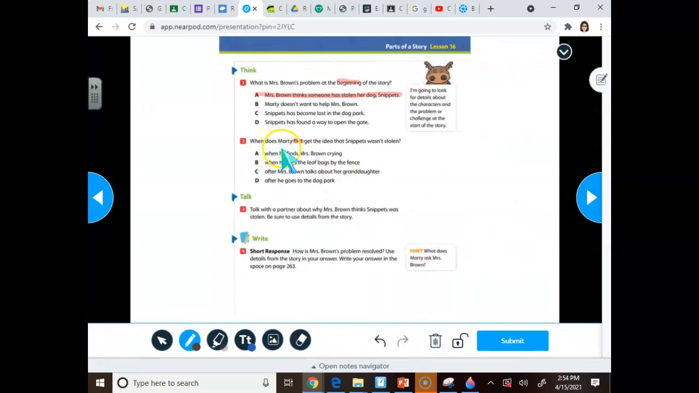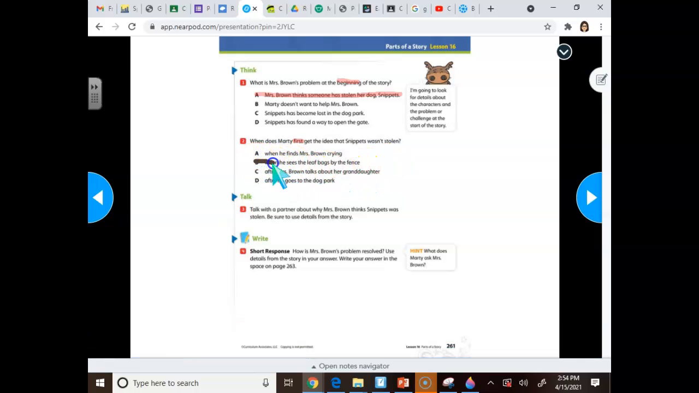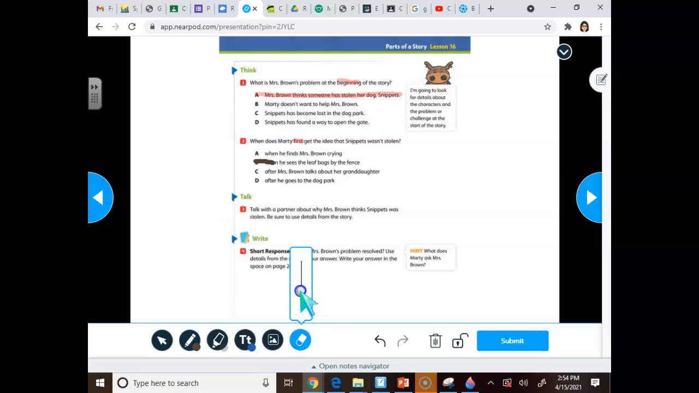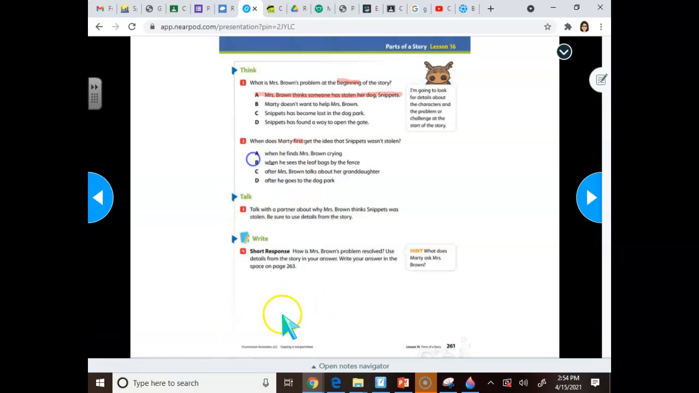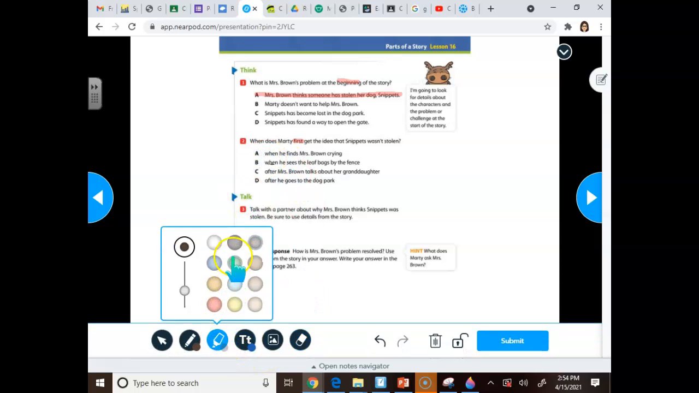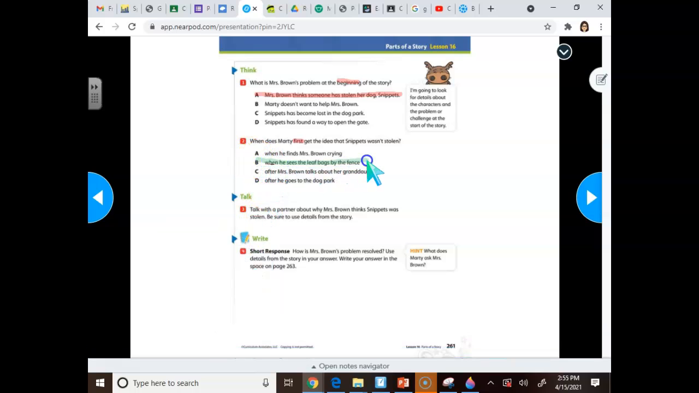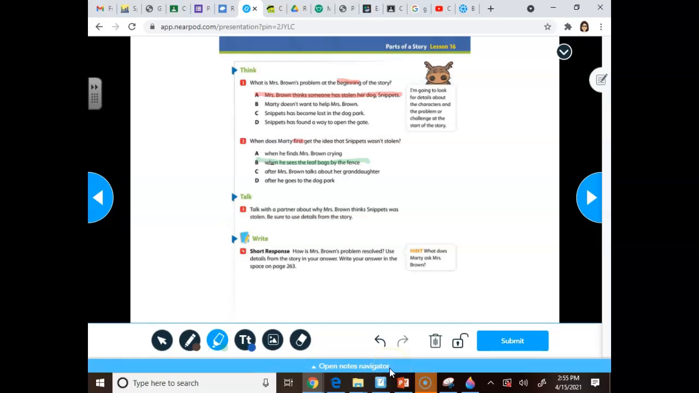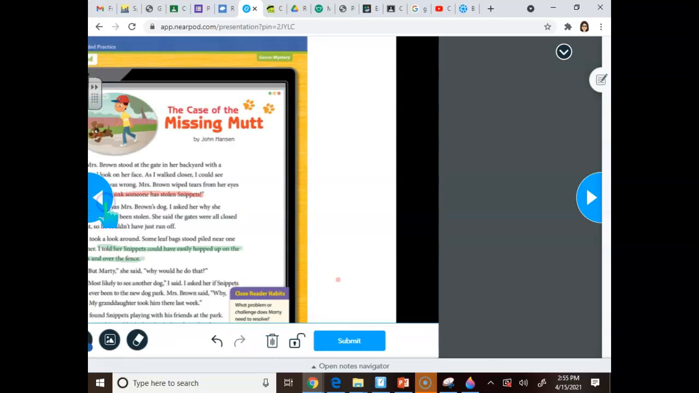So, when does Marty first get the idea Snippets wasn't stolen? When he sees the leaf bags by the fence. All right. How is Mrs. Brown's problem resolved? All right, resolved means solved.